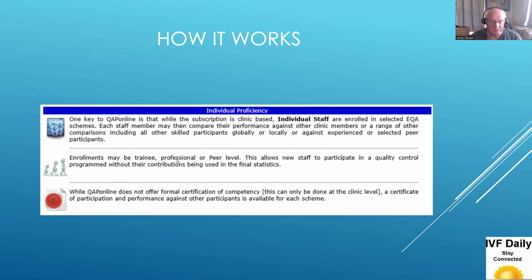Enrollments can be as a trainee, professional, or as a peer, as I just said. This allows new staff to participate in a quality program without their contribution being used in the final stats, but you can view their performance relative to everybody else. It's quite a unique way of doing training. While QAP Online does not offer formal certification of competency, I think each clinic must decide what their own level of competency is. A certificate of participation and performance against other participants is available for each scheme.